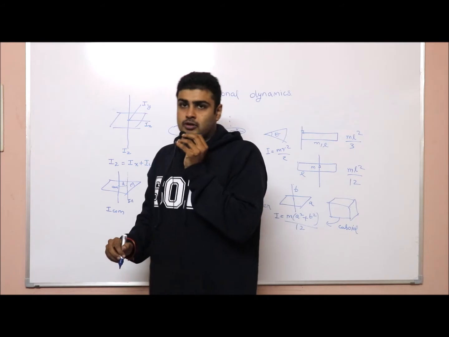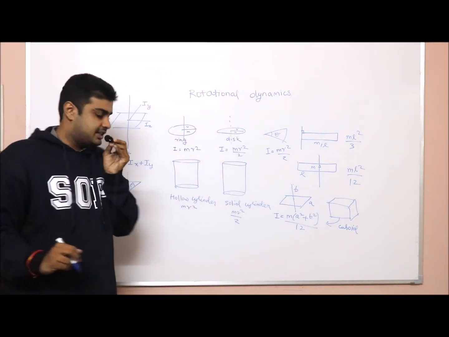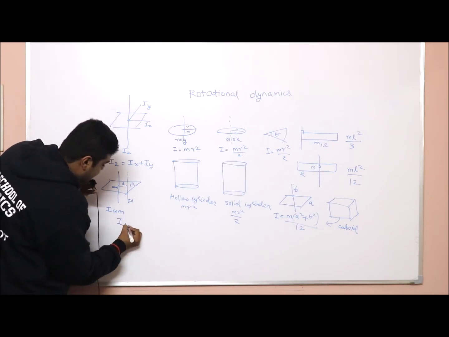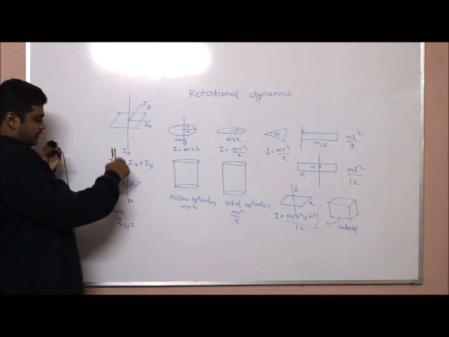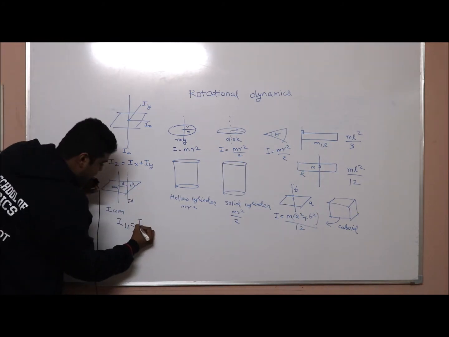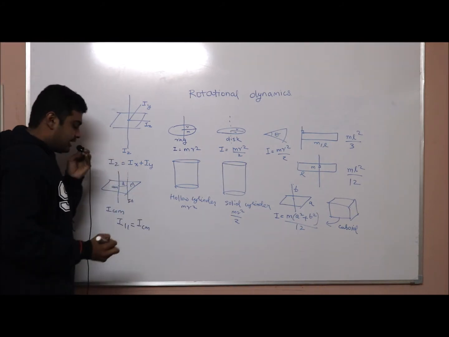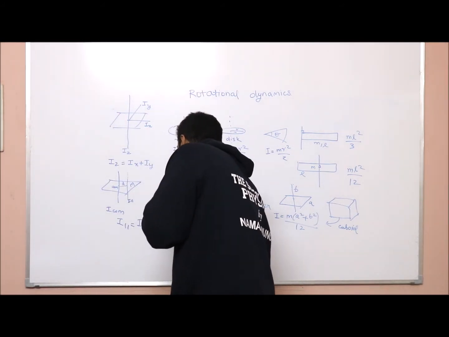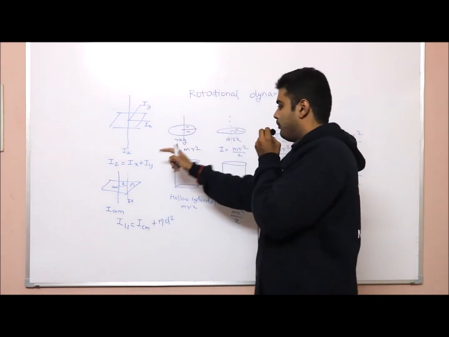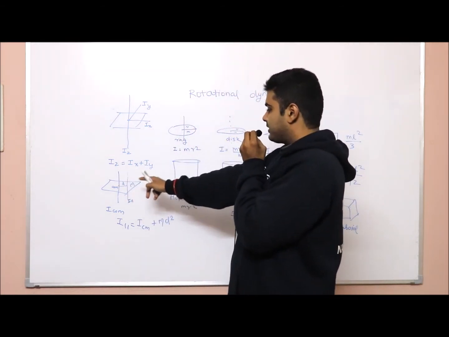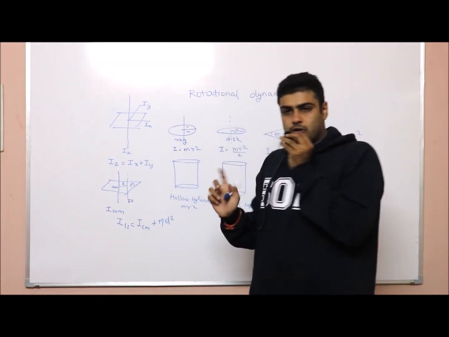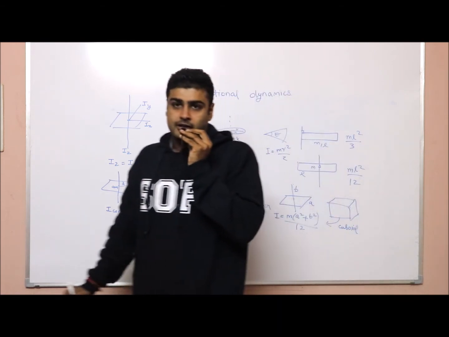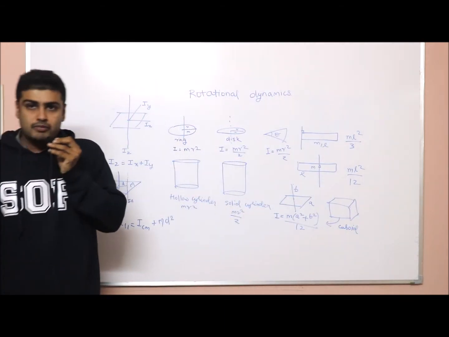So what the parallel axis theorem says is I parallel, that means the moment of inertia about the axis parallel to the center of mass axis, is equal to I center of mass, that is the moment of inertia about the center of mass axis, plus md square, that is mass into the distance between the center of mass axis and the parallel axis, whole square. So I parallel is equal to I center of mass plus md square. This was all you needed to know about moment of inertia.